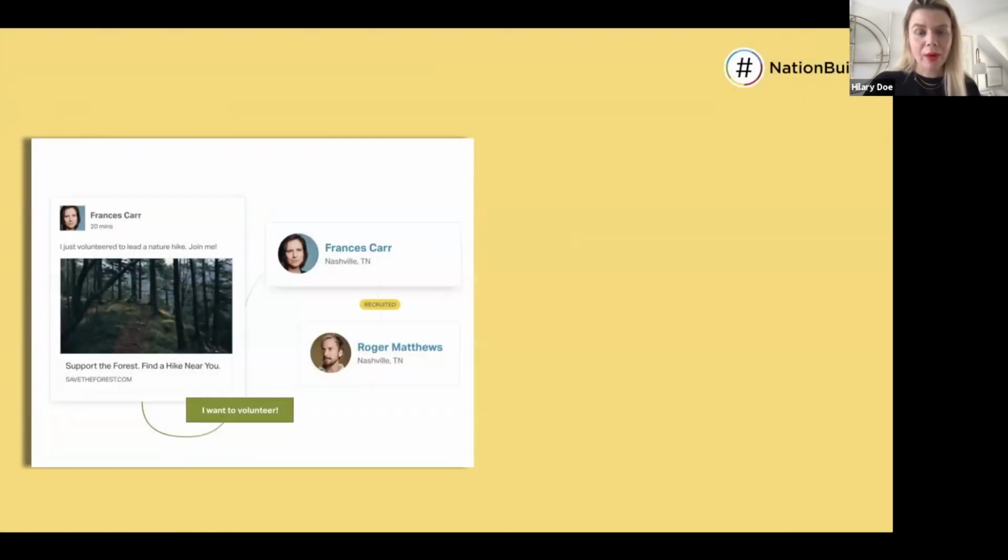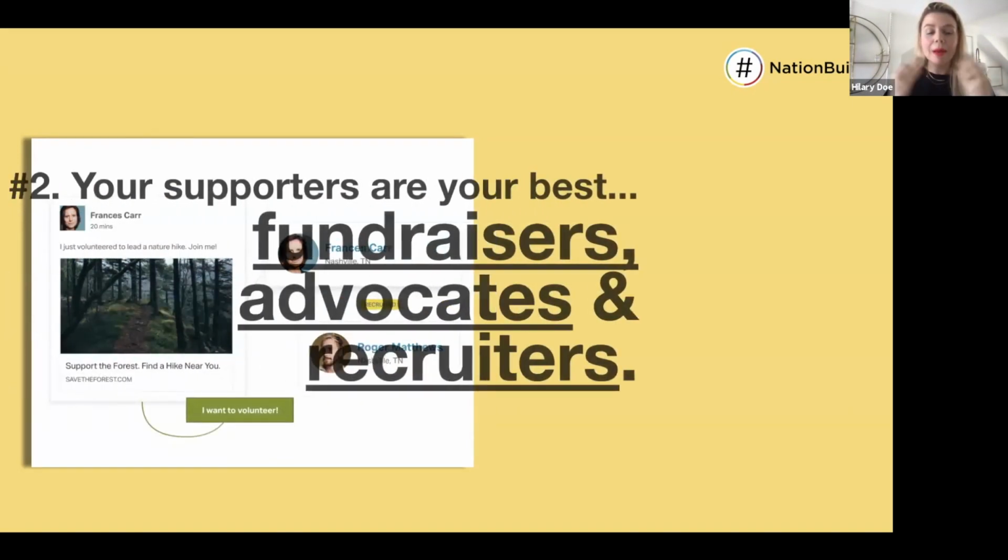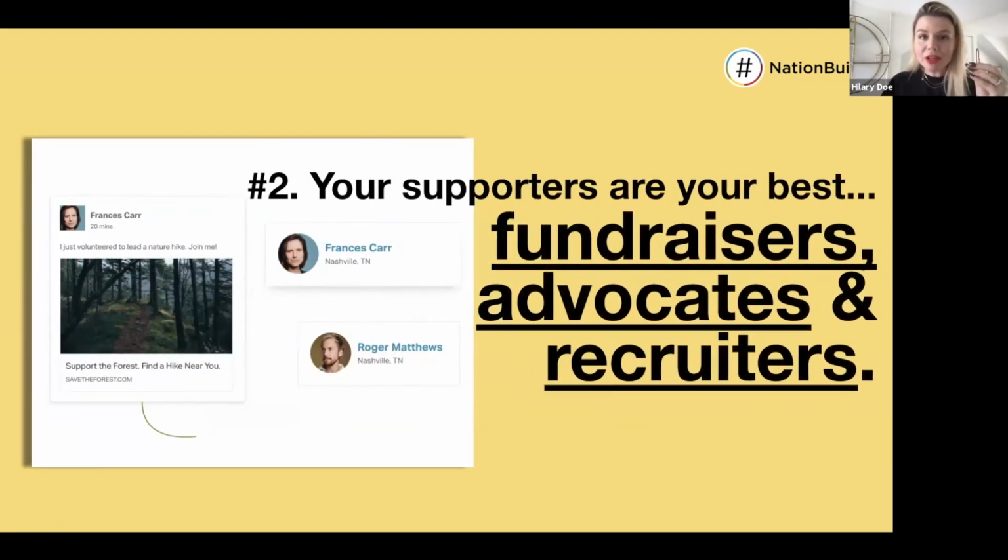The next big takeaway, if there are three, this is really the meat of the sandwich. It's not just the fun piece of ciabatta we talked about. It's really the crux of it, is that you're remembering that your supporters, and especially, like I've been mentioning, those like 5% of folks who care about you the most, who identify with you, who are in this with you, are your best fundraisers, advocates, and recruiters.